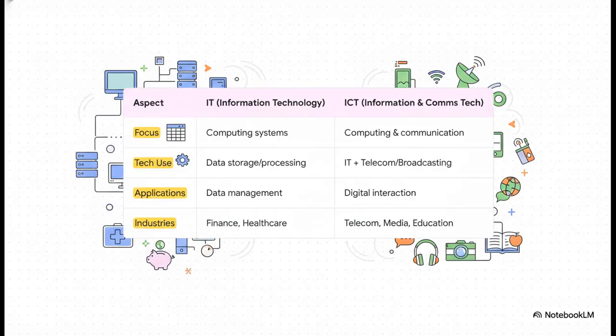Look at the focus. IT is all about computing systems, right? But ICT is broader. It includes communication tech, too. For technology use, IT is your classic hardware and software for storing info. ICT integrates all that with things like broadcasting and telephone networks. This means the applications are different too. IT is for data management. ICT is for digital interaction. And that leads to different industries. Finance and business operations, heavy IT. But telecommunications, media, and education, that's classic ICT territory.